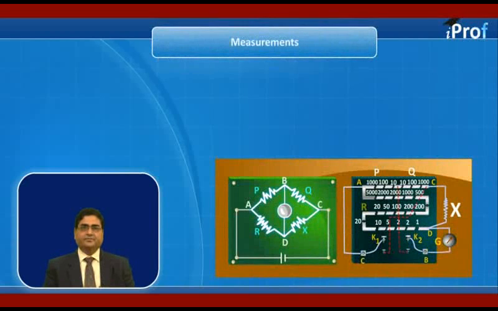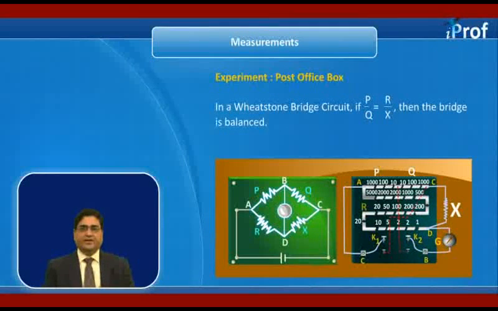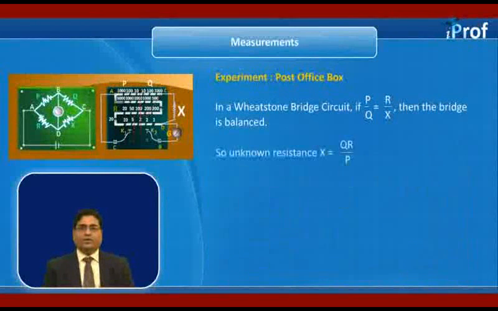Now let's see post office box. Figure shows the post office box setup in the laboratory. In a Wheatstone bridge circuit, if P upon Q equal to R upon X, then the bridge is balanced. So unknown resistance X equal to QR upon P.